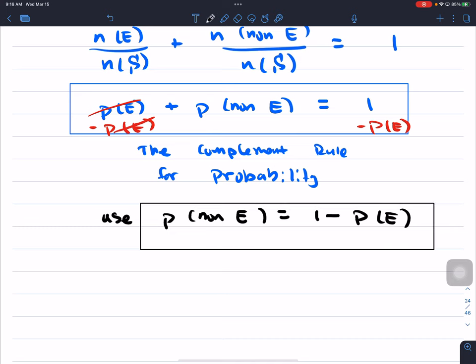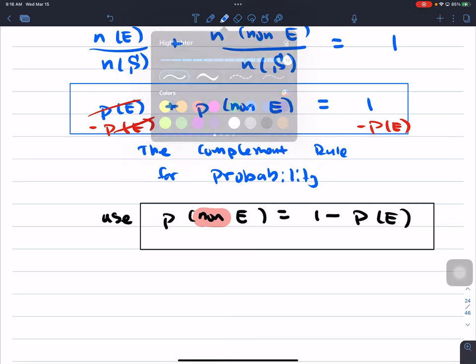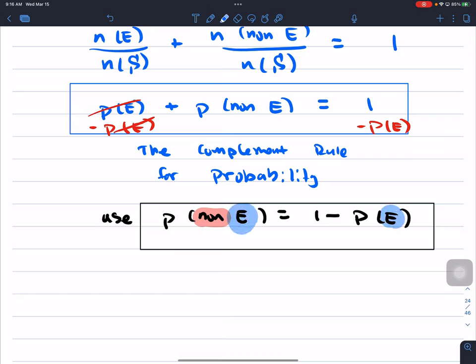This is what we're going to use, ladies and gentlemen. And you're going to use this when you have the probability of the complement of an event. This is the rule that you're going to use. Okay, this is the complement rule.